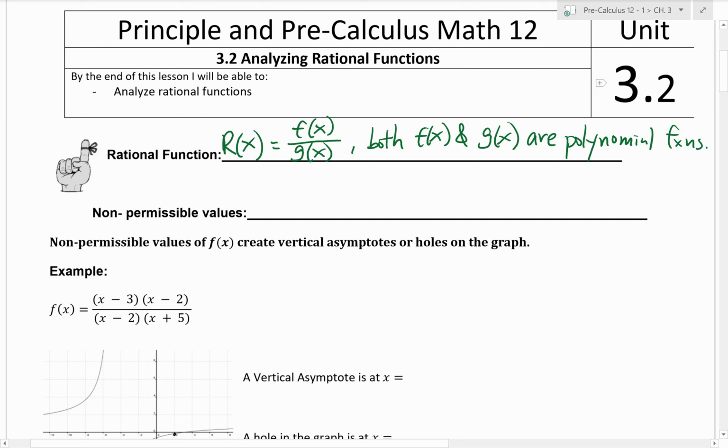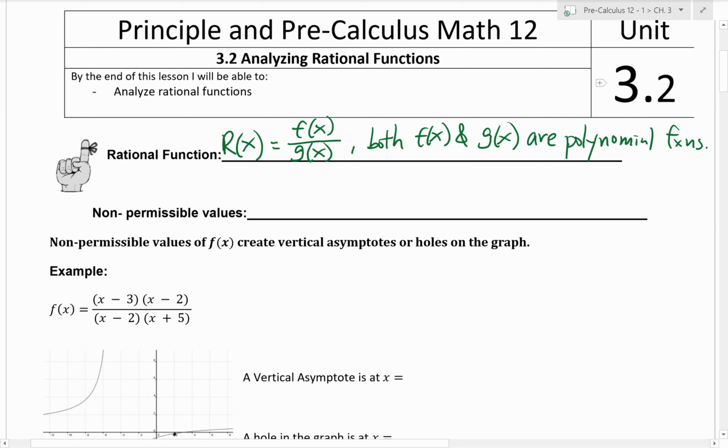So it'll be like quadratics, cubic functions, fourth degree quartic, fifth degree quintic functions, and so on. Sixth degree, linear functions. Even constants are also polynomial functions. As long as both the numerator and denominator are polynomial functions, then the division of those two would be the quotient, and that is the rational function.